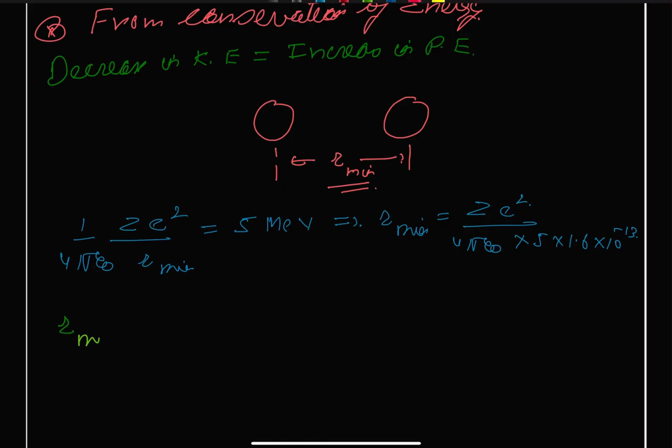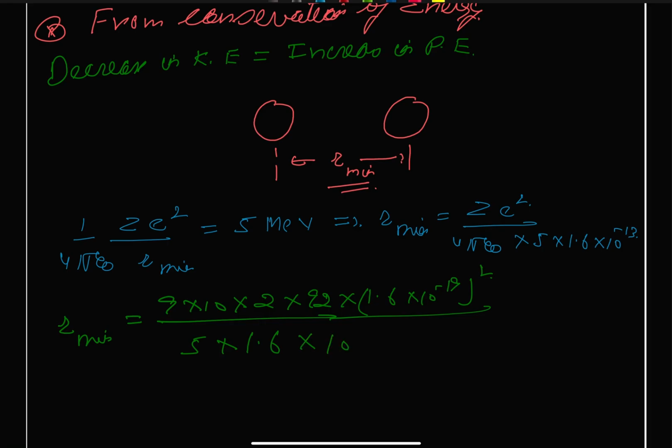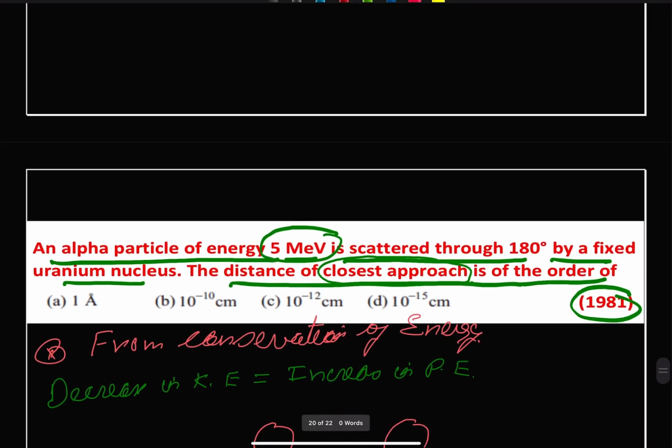We get R minimum equal to 1 upon 4 pi epsilon naught, which is 9 into 10 to the power 9, into 2 times 92 times 1.6 into 10 to the power minus 19 whole square, divided by 5 into 1.6 into 10 to the power minus 13. This comes approximately equal to 5.3 into 10 to the power minus 14 meters, and it is in centimeters.